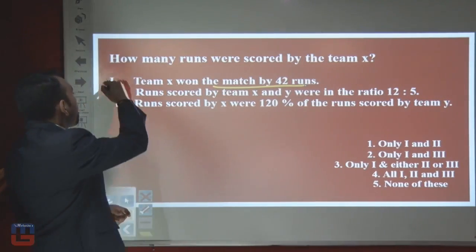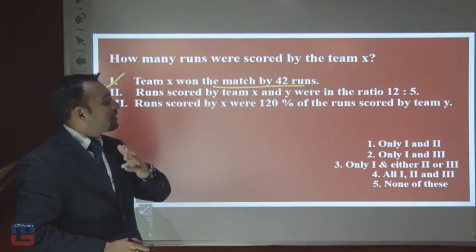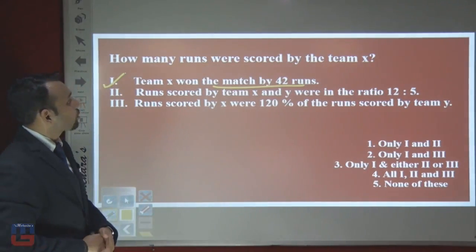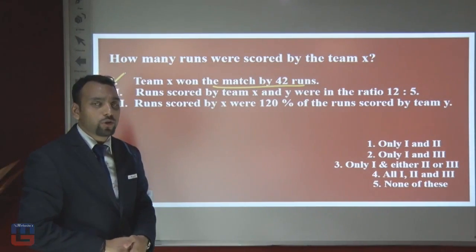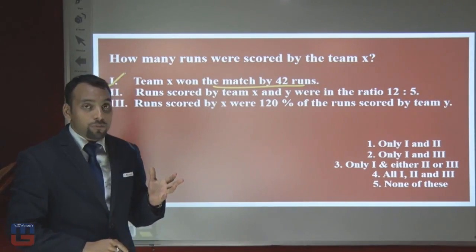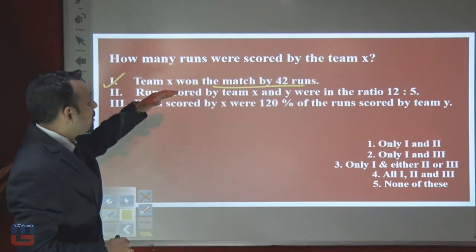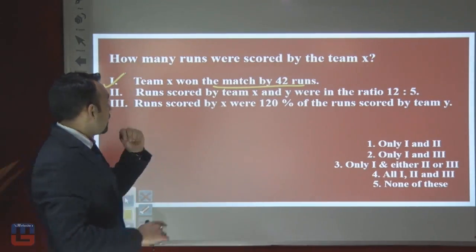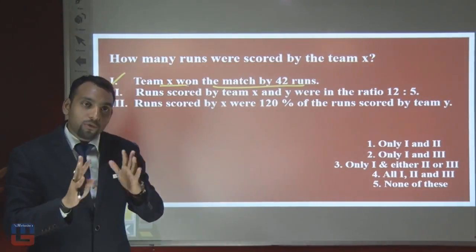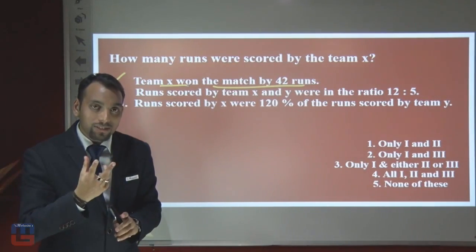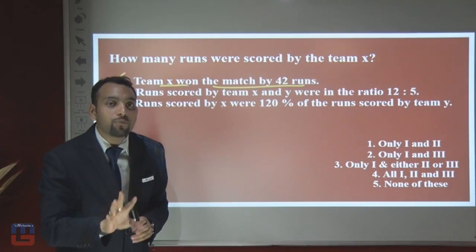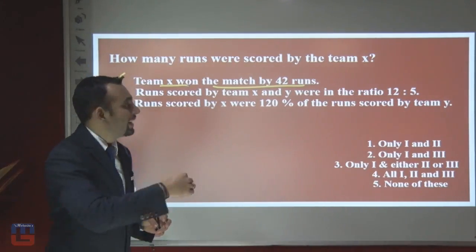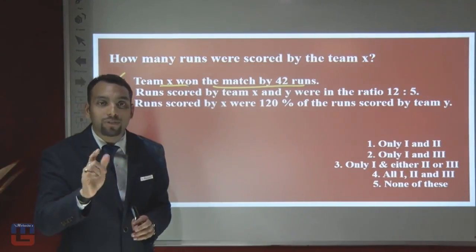So if you read the second statement, runs scored by team X and Y were in the ratio 12:5. Now, a lot of information is given in this statement. Team X won by 42 runs, which means the difference between the runs of team X and team Y is 42. But in this statement we have the ratio.